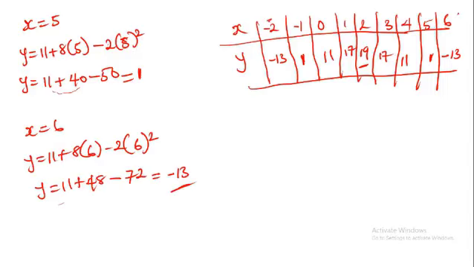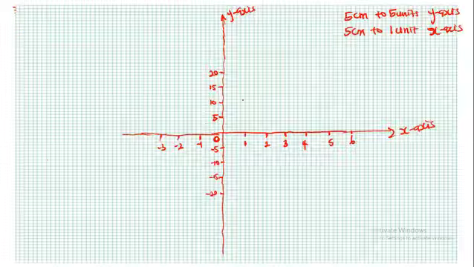We have x is minus 2. When x is minus 2, y is minus 13. Let's go and plot that. X is minus 2, this is minus 2. Y is what? Minus 13. So you trace it down, and this is our 15.